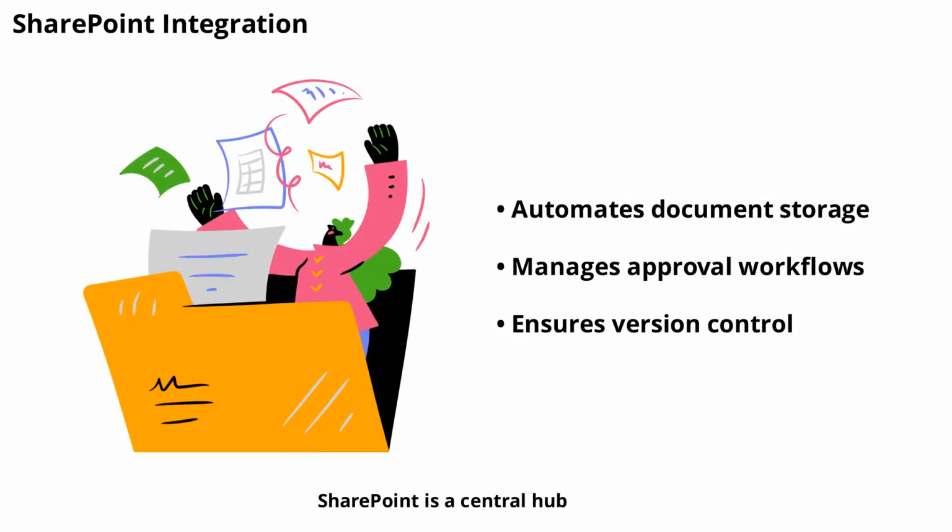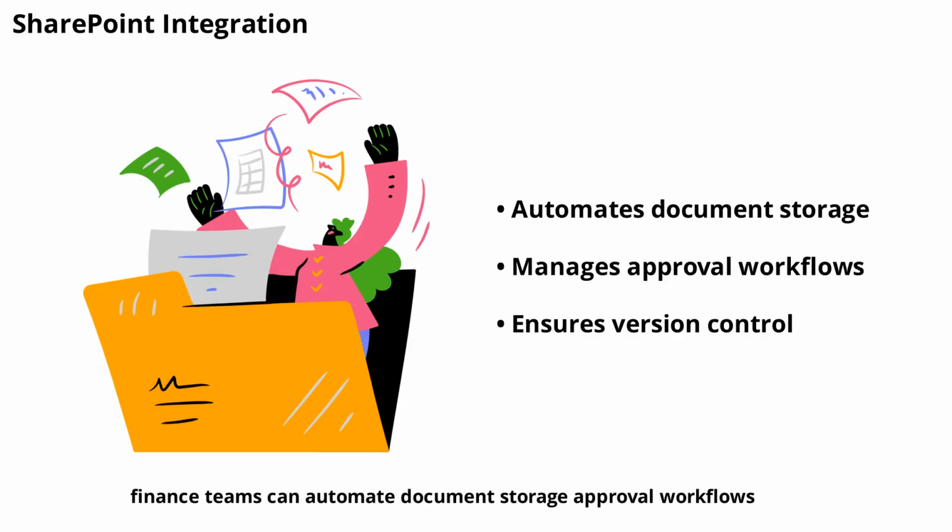SharePoint is a central hub for document management in many organizations. By integrating Power Automate with SharePoint, finance teams can automate document storage, approval workflows, and version control. For example, when a contract is uploaded, Power Automate can notify relevant team members, start a review process, and ensure the latest version is always accessible. This integration keeps your financial documents organized and secure.